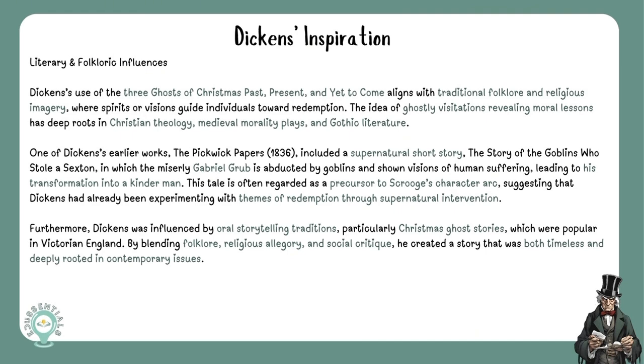One of Dickens's earlier works, The Pickwick Papers, included a supernatural short story, the story of the goblins who stole a sexton, in which the miserly Gabriel Grubb is abducted by goblins and shown visions of human suffering, leading to his transformation into a kinder man.